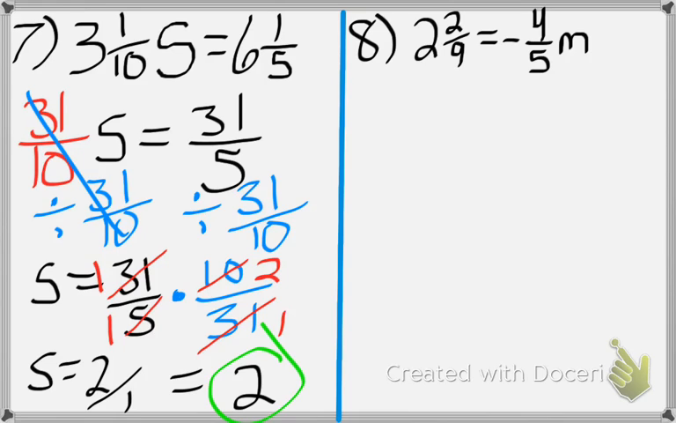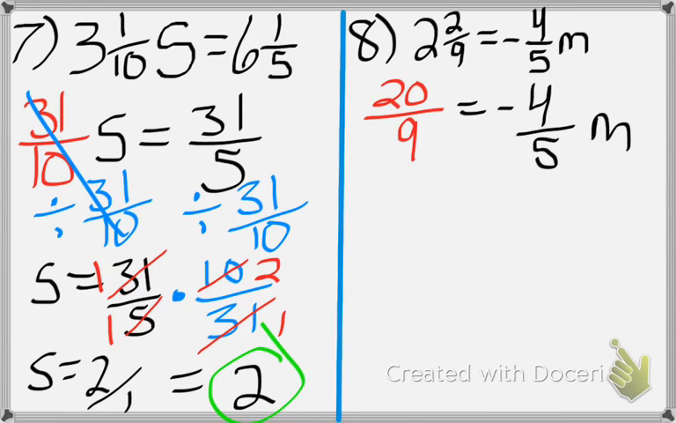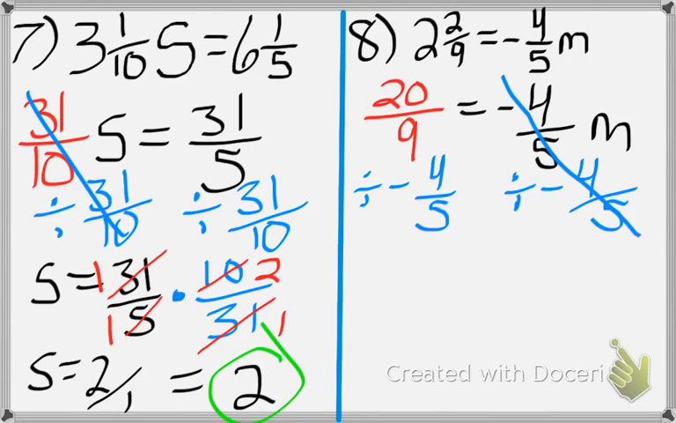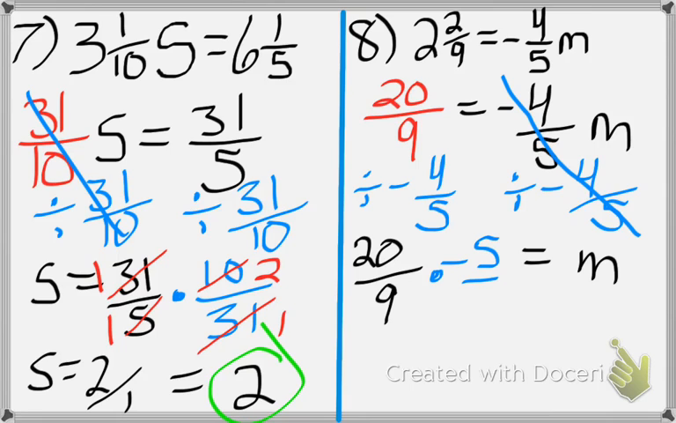Hit pause and try number 8 if you haven't done so already. Convert those to improper fractions and you're ready to go. So turn that into an improper fraction over there. Now divide both sides by your coefficient. When you divide both sides by your coefficient, remember they cancel. So on the right side, you're left with just m. Now on your left side, you just have to figure out what is 20 over 9. Remember, you only flip the one you're dividing by. The one you're dividing into stays the same. So we multiply that by negative 5 over 4.